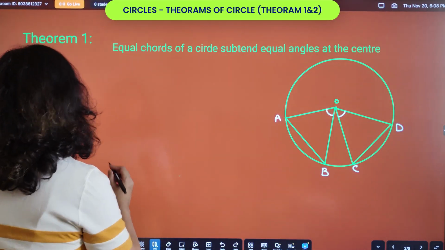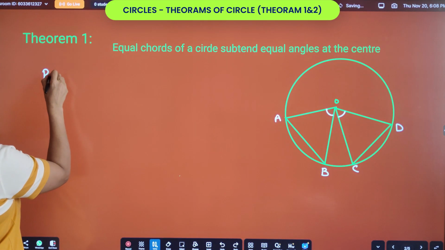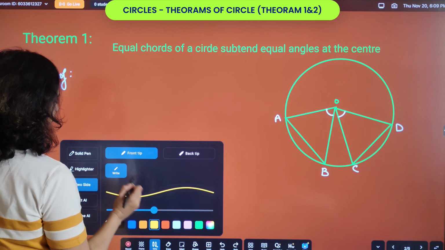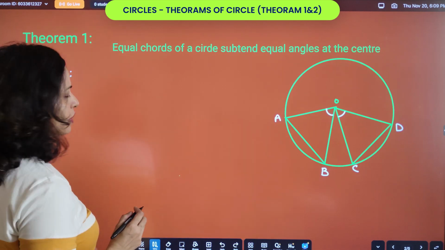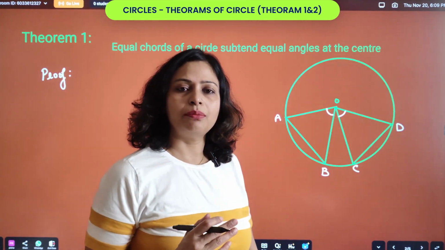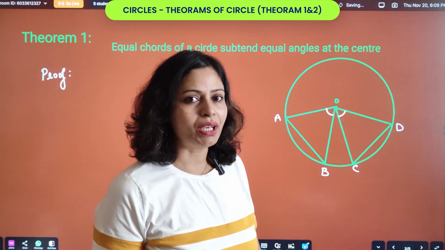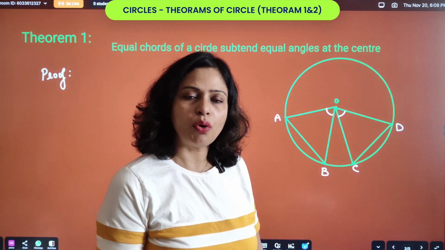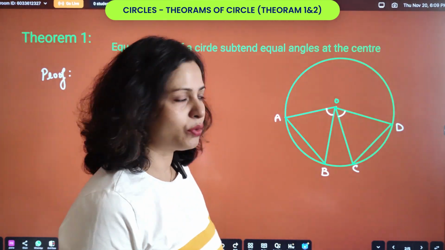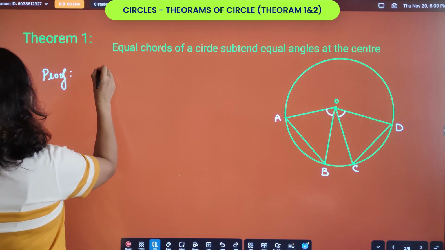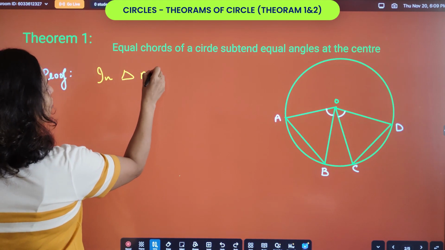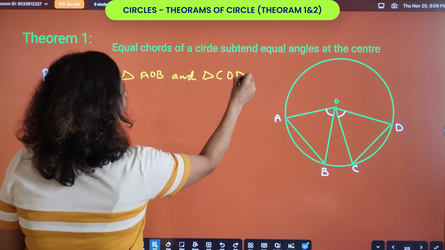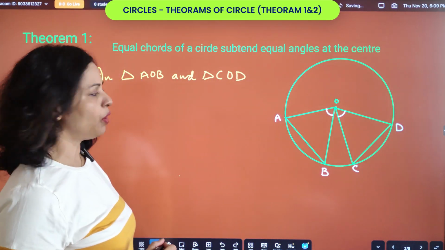So here, how do we prove? It's very simple here. If you want the proof, here we will take the congruency. If you have seen my topics on triangles, how to prove congruency, you will understand. If you have not watched, please go and watch my triangle series. So here we will take triangle AOB and triangle COD. We will try to prove the congruency here.